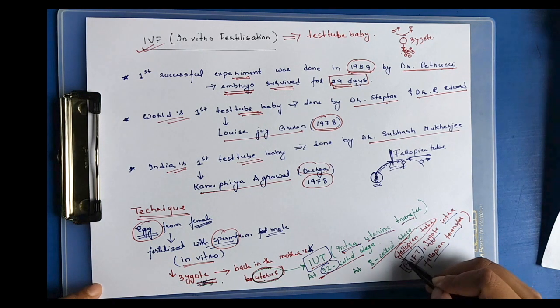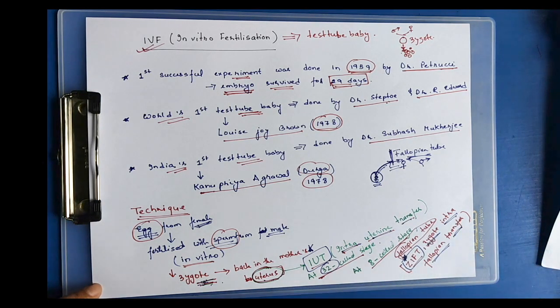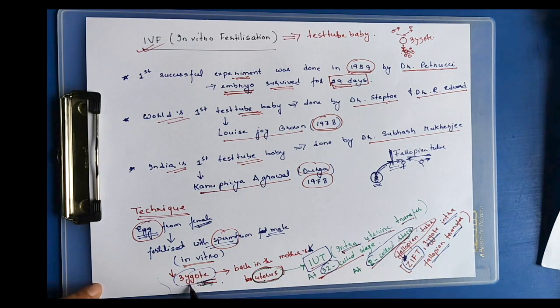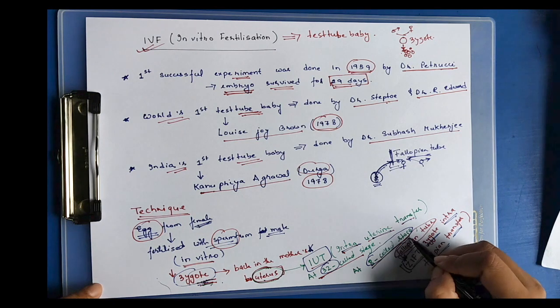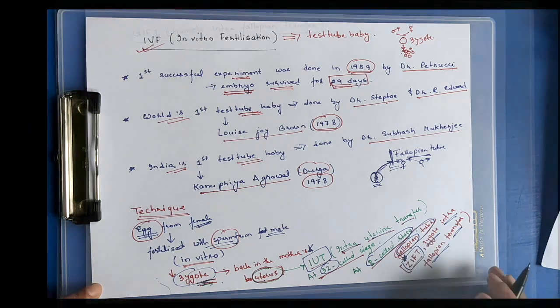ZIFT, zygote intrafallopian transfer, is done in in vitro fertilization when the zygote is at the 8 cell stage. The zygote is put back in the mother's fallopian tube through ZIFT, which is zygote intrafallopian transfer.